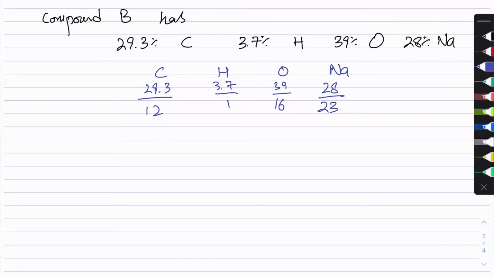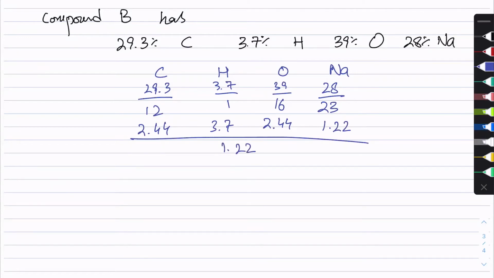So we'll have to divide by another number to get whole numbers. So I'll divide it all by the smaller number. It'll give me 2, 3, 2, and 1. Pretty straightforward. The order doesn't matter for now.